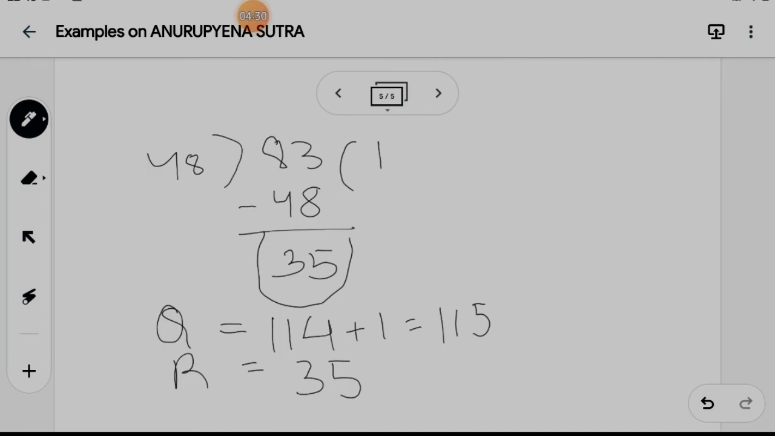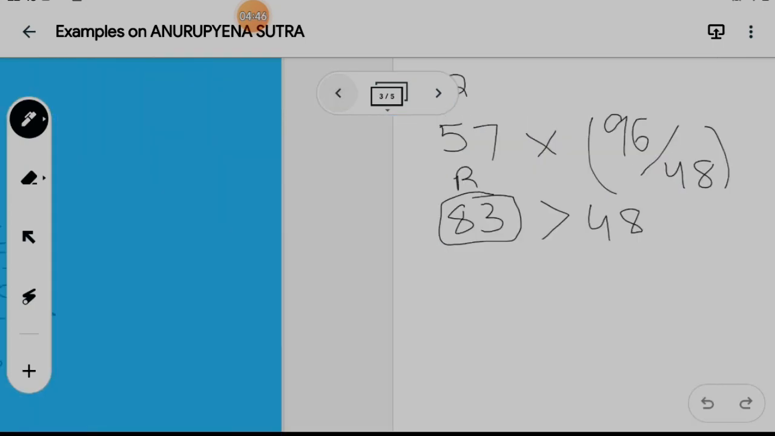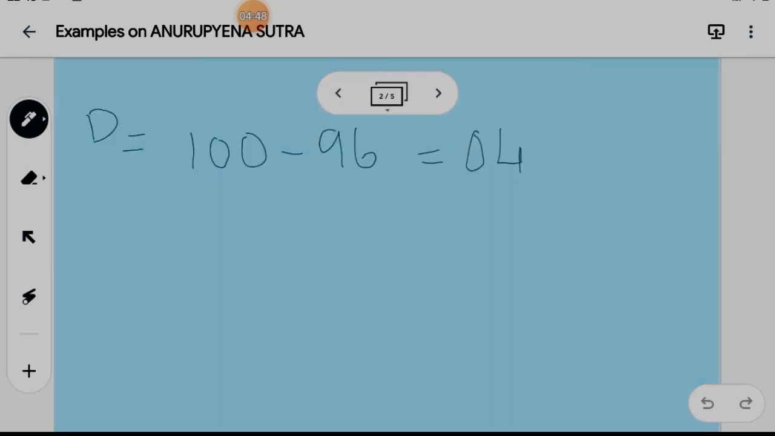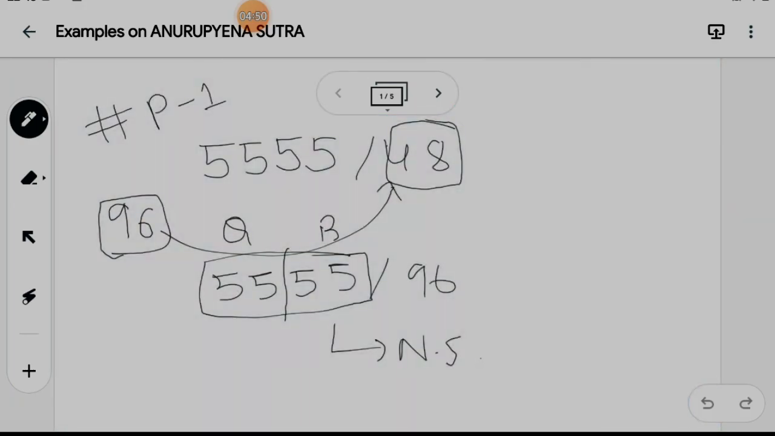This is a pretty simple sutra that helps you to solve even tough calculations. I hope you all have understood how to solve division problems using Anurupyena Sutra. There are no cases in this sutra because there's only one case. You're supposed to find out the multiple of divisor that is close to the power of 10, 10 to the power of n. That's all. I hope you all have learned how to use Anurupyena Sutra and solve division calculations easily.